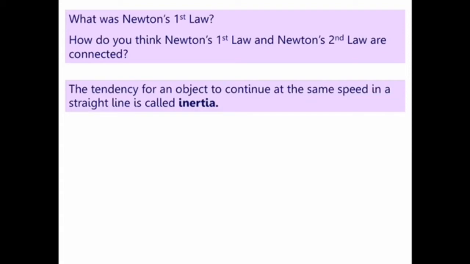That brings us to the idea of inertia. Inertia is just the tendency of an object to continue at the same speed in a straight line. So Newton's first law exists because of this thing called inertia. I think of inertia as being like the kind of laziness of the universe. Everything just wants to keep doing what it's doing without change, and that is inertia.